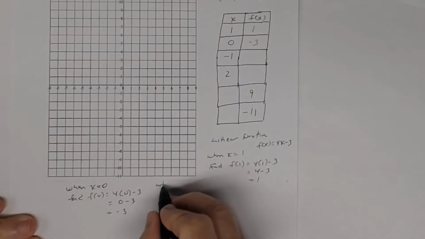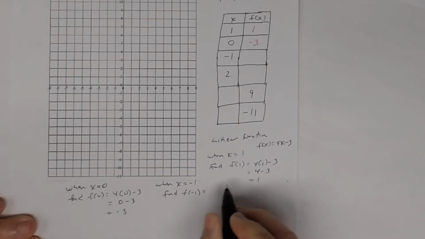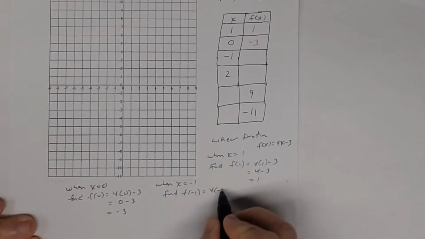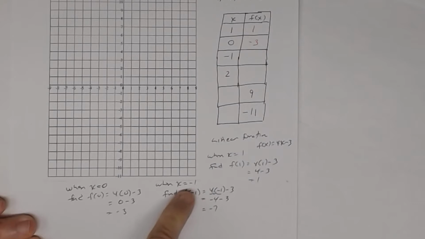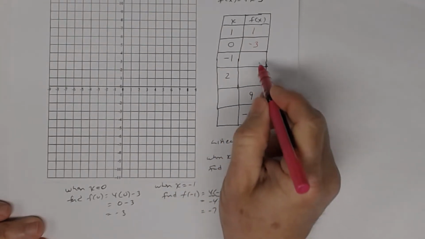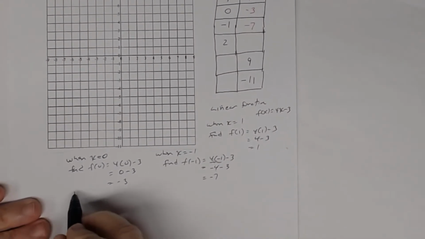And then do the same thing for x is negative 1. So when x is negative 1, you're going to find f of negative 1. And so where you see the variable x, you're going to substitute negative 1. So I get 4 times negative 1 minus 3. 4 times negative 1 is negative 4. And negative 4 minus 3 is negative 7. So when x is negative 1, my y value is negative 7. And then you continue the process.